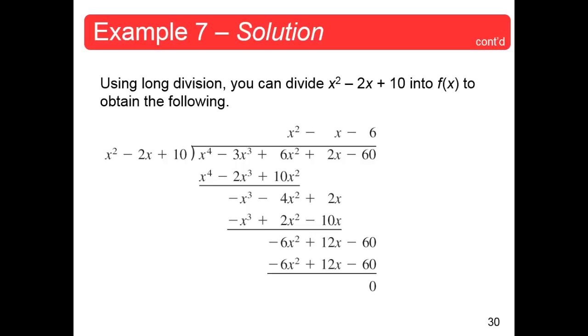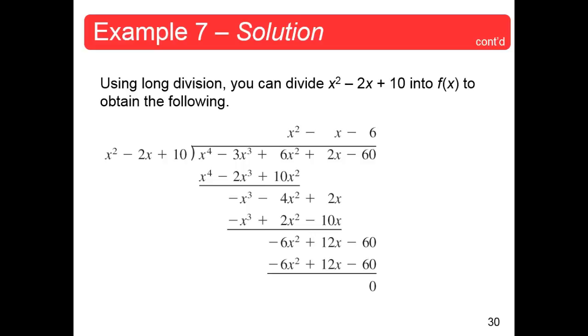And you'll see they did the same thing we did. X squared into x fourth is x squared, and they multiplied x squared times x squared is x fourth minus 2x cubed plus 10x squared. Then they just magically subtracted. I like to change signs and add. I wish they kept the thing lined up a little better, but it's a typesetting problem. Okay, so these two go out. This becomes a minus x cubed minus 4x squared.